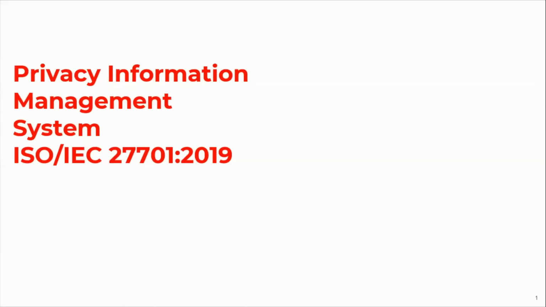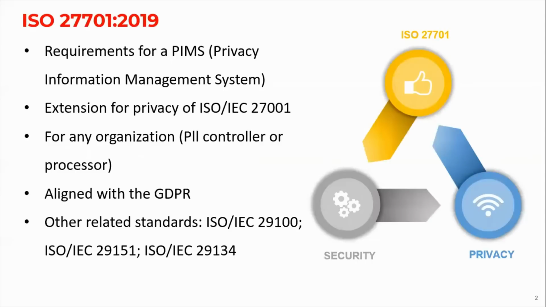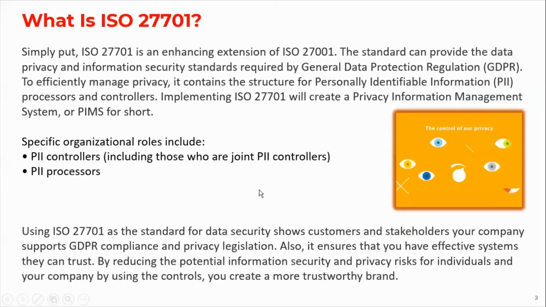So ISO came up with a standard in late 2019 called ISO 27701. That standard is fully aligned with various privacy regulations which are available across the globe. Apart from this, ISO 27701 covers ISO 27001 and ISO 27002 along with some privacy related controls. So this standard is fully aligned with the GDPR.